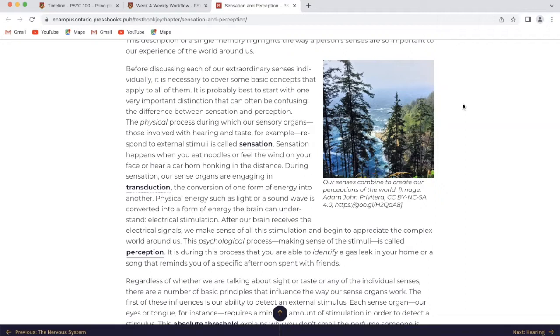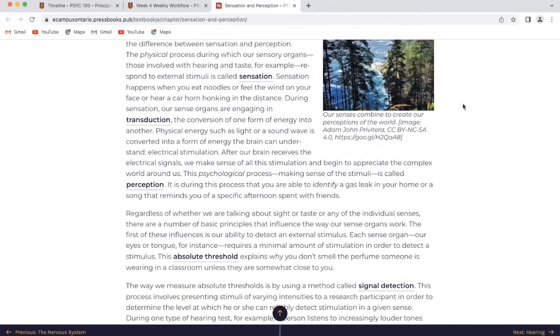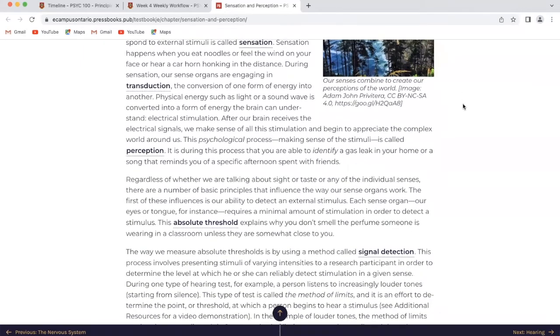During sensation, our sense organs are engaged in transduction, the conversion of one form of energy into another. Physical energy, such as a light or sound wave, is converted into a form of energy the brain can understand: electrical stimulation. After our brain receives the electrical signals, we make sense of all this stimulation and begin to appreciate the complex world around us. The psychological process, making sense of the stimuli, is called perception. It is during this process that you are able to identify a gas leak in your home or a song that reminds you of a specific afternoon spent with friends.